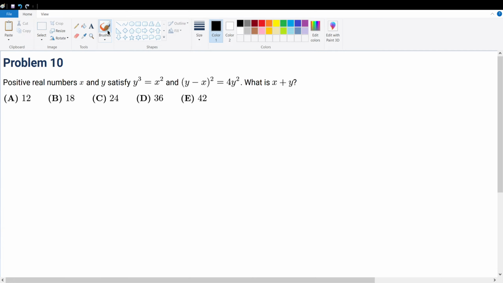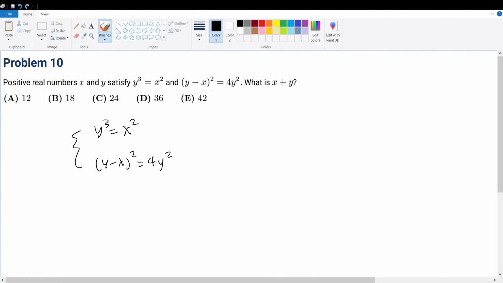Problem 10. Positive real numbers x and y satisfy y to the third is equal to x squared, and y minus x squared is 4y squared. What is x plus y? So we have two systems of equations. Y to the third is x squared, and we know y minus x squared is 4y squared. We have two variables and two equations, so we can solve for both variables. But how do we do this?